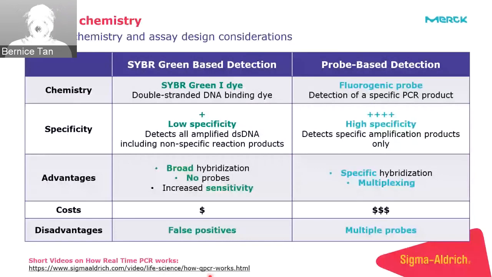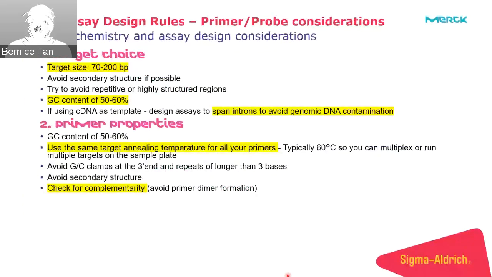Now, once you decide on your chemistry, you do need to have quite a few considerations when designing your assay. So you do need to think about your target size. 70 to 200 base pairs is generally the amplicon size that you work with in qPCR. You want your GC content to be 50-60%.